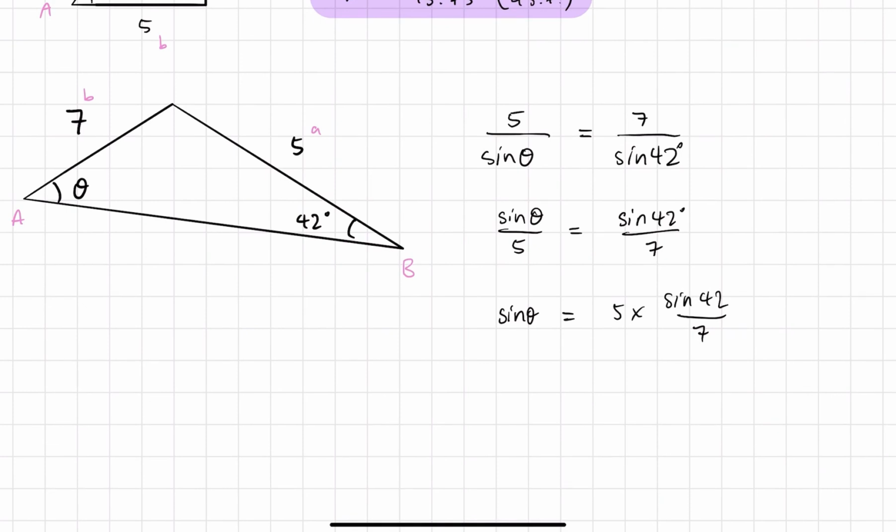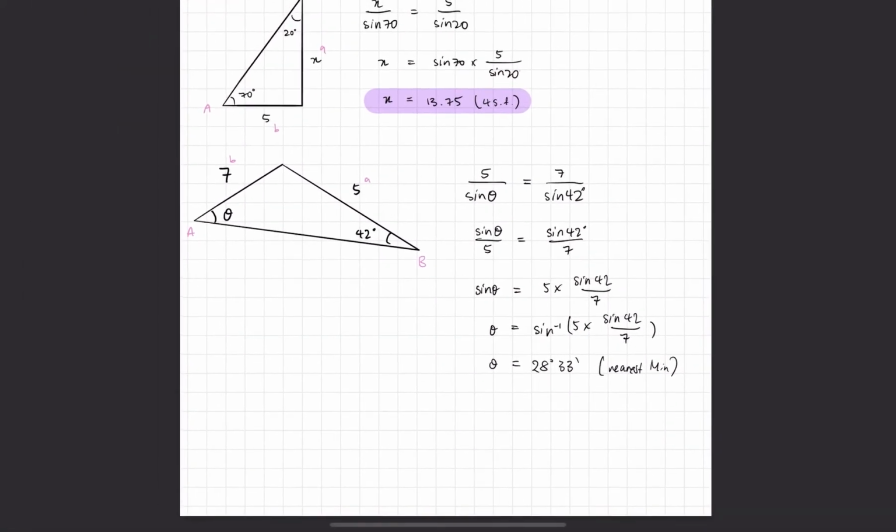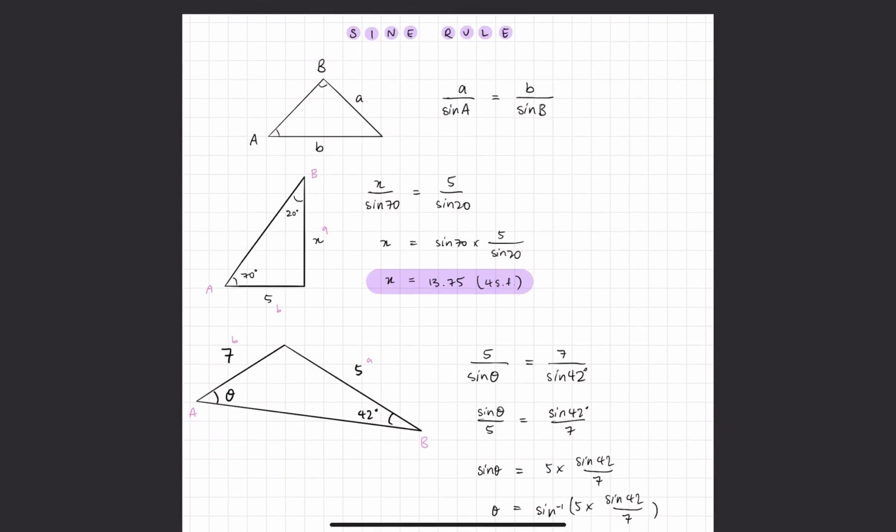And then eventually we're going to sine inverse this value, so theta is equal to sine inverse of all of this. If you put that in your calculator, we get 28 degrees and 33 minutes, to the nearest minute. So that's basically the size of it, how you do the sine rule.